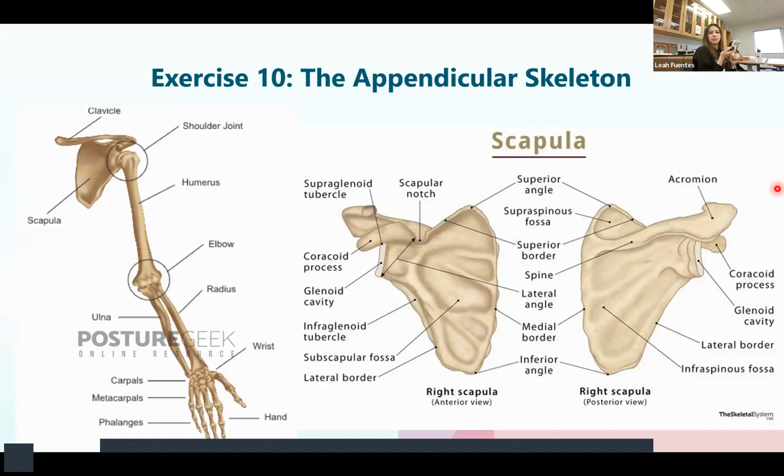The spine, and then the acromion up here. Again, if we have it posterior like this, you can still see that coracoid process here or here. And then lateral border towards the outside, medial towards the inside. So make sure you know how to side the scapula. This will be super important for the next unit.